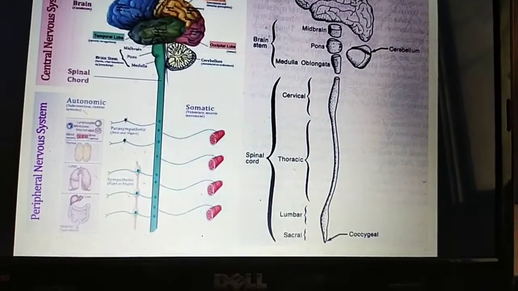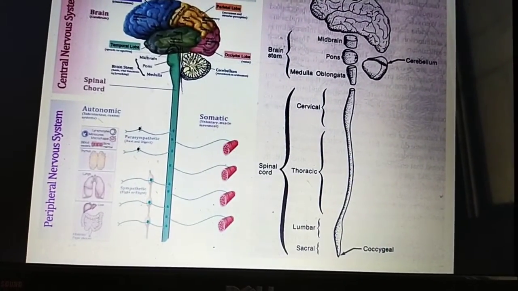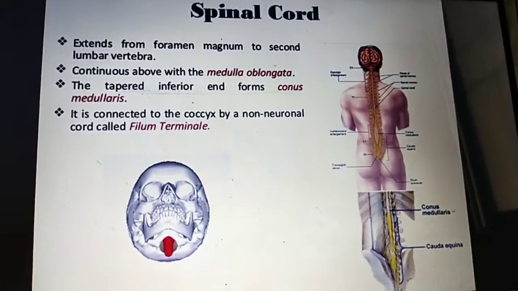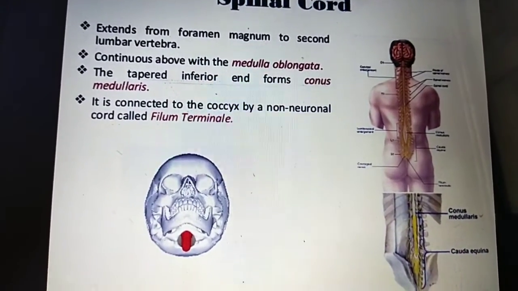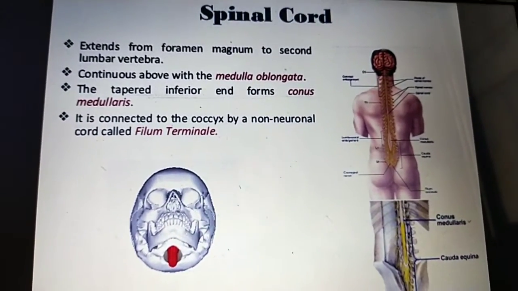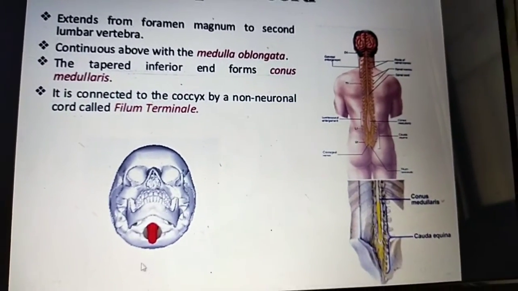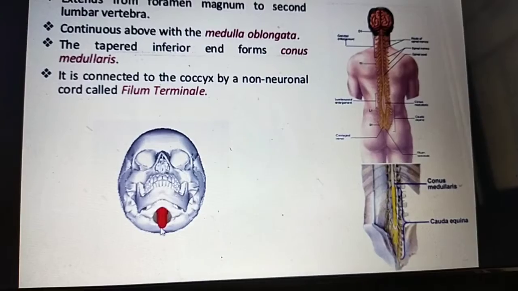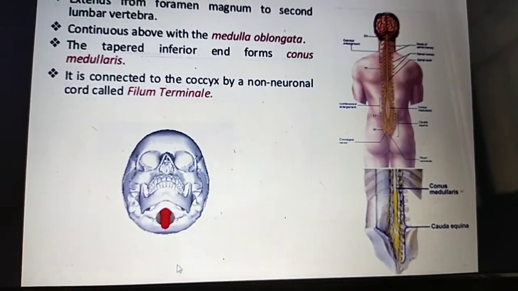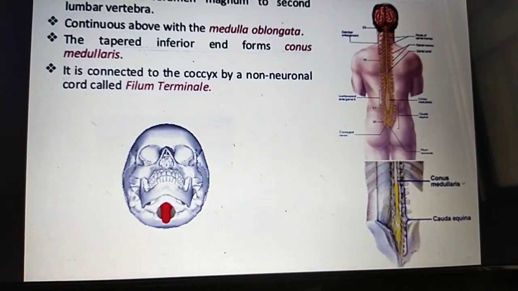The spinal cord looks like a little bit of an S shape, not a complete S. Then we can go for the spinal cord extension, or where it is present. The spinal cord extends from the foramen magnum to the second lumbar vertebra. See here, this is the foramen magnum. From here it extends up to the second lumbar vertebra. Up to that the spinal cord is present.